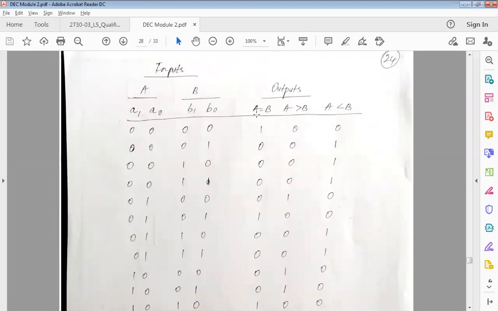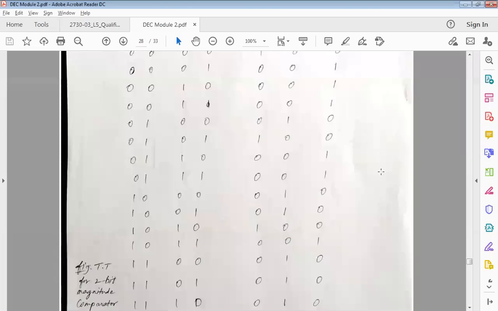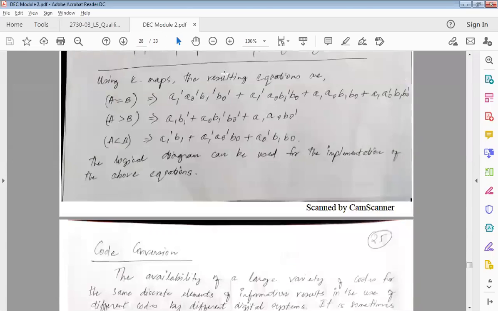See here, it's not comparing A1 with A0. No, it's not comparing A1 with B1. No, it's not comparing A0 with B0. No, it's on the whole comparing A with B. So this whole A is nothing but A1, A0, and B is your B1, B0. So equal to, greater than, lesser than B. These were discussed in our last class, and we got these equations, right?